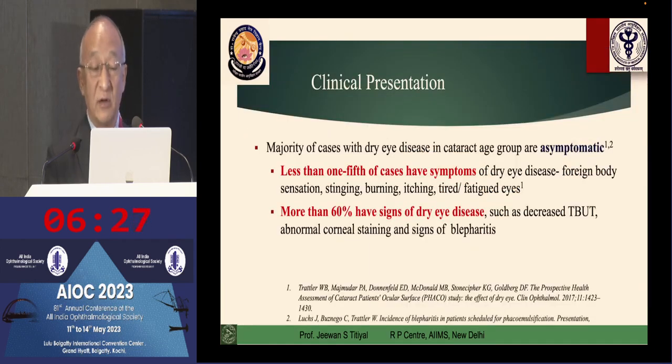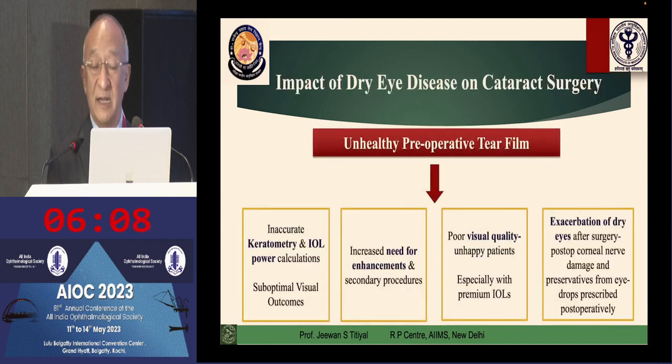If you see here, hardly a few patients will come pre-op having some sort of symptoms. Only 1/5 of patients have symptoms of dry eye when you actually ask them. But if you examine these patients, almost 60 to 80% of patients will have dry eye features. So that is a very significant point because that has an impact on your outcome in your patients. So this unhealthy ocular surface or unhealthy tear film has so much importance to look into.